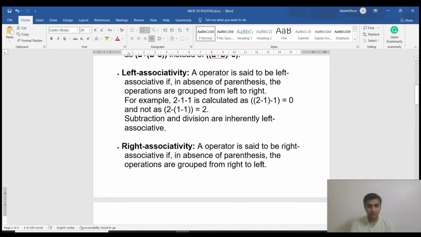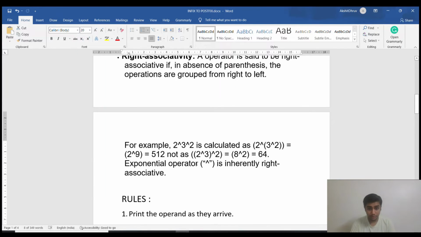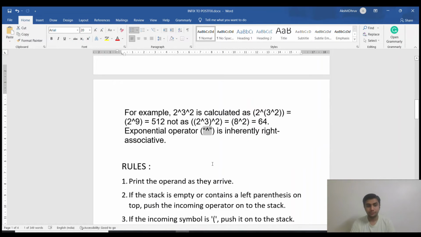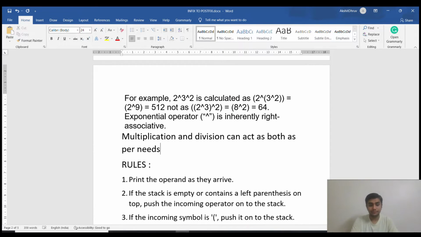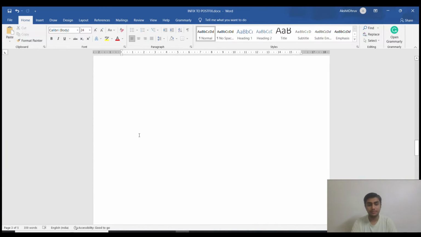What is in the right associativity? You can see exponent, right? And yes, we have to note that multiplication, I forgot to write, multiplication and division can act as both as per need, right? So let's solve the example.